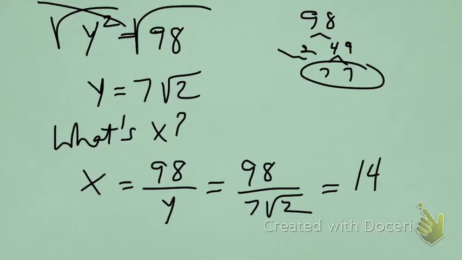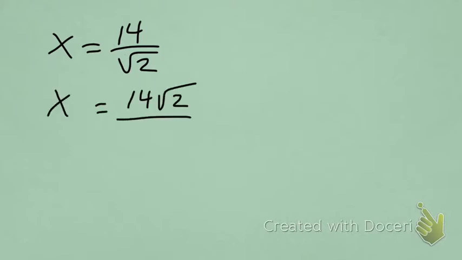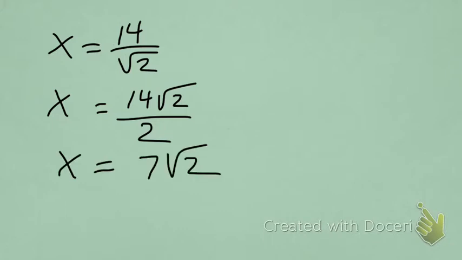And that could be reduced. We can call that 14 times 7 divided by 7 times the square root of 2. We find that x is 14 divided by the square root of 2. If we rationalize the denominator, we've got 14 square roots of 2 divided by 2. So x is just 7 square roots of 2.